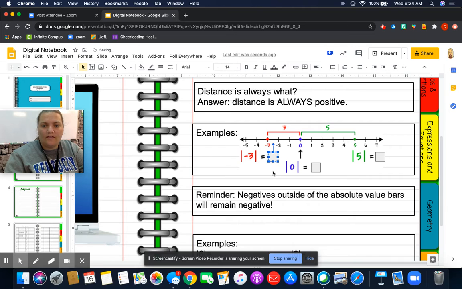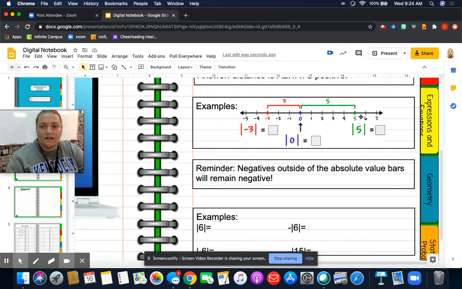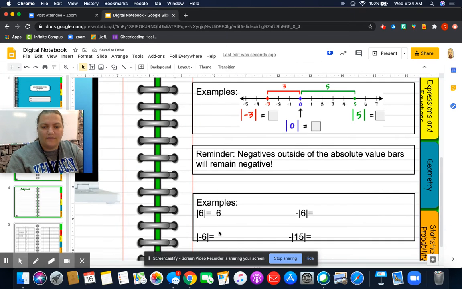Now the only thing that makes that different would be when the negatives are outside of the absolute value bars. They're going to remain negative. So for example, we said that the absolute value of 6, if we looked at our number line, is 1, 2, 3, 4, 5, 6 away. Same with -6. If we had -6 right here, it's 1, 2, 3, 4, 5, 6 away from 0.